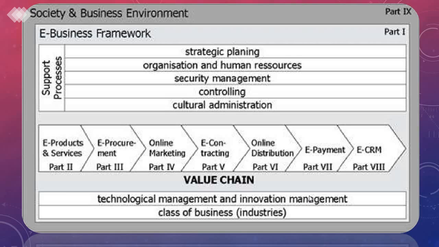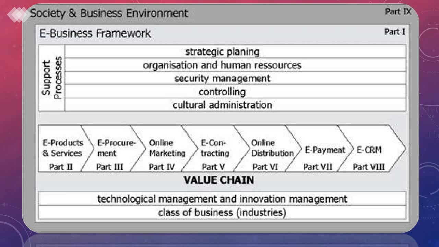With the help of this diagram, you can easily understand how the e-business framework is classified into different parts and how value chain is related to society and business environment. The e-business framework supports processes like strategic planning, organization and human resources, security management, controlling, and cultural administration. Now, the value chain includes e-products and services, e-procurement, online marketing, e-transactions or e-contracting, online distribution, e-payments, and e-CRM.